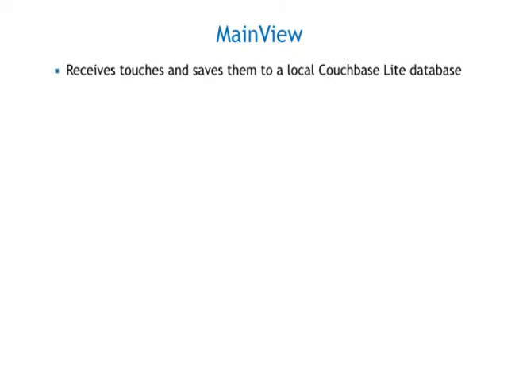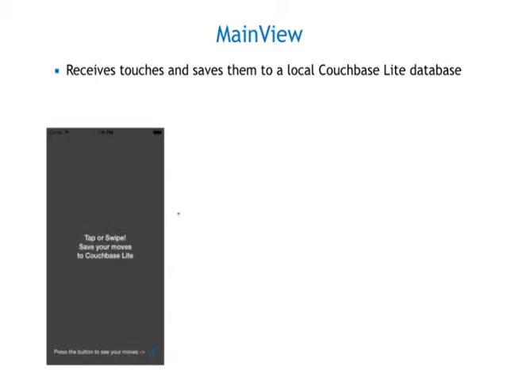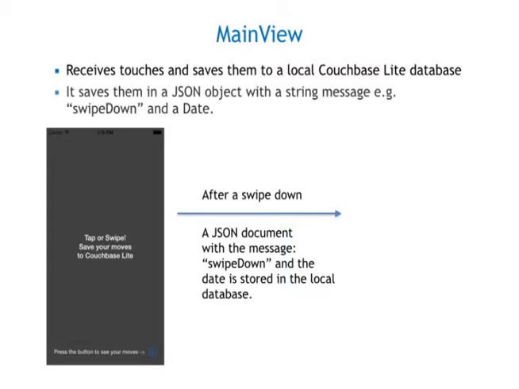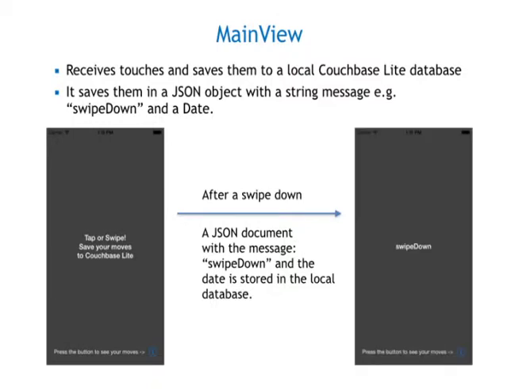The main view receives touches and saves them to a local Couchbase Lite database. For example, after a swipe down, it will save a JSON object with the string message swipe down and a date in the local Couchbase Lite database. It also displays the swipe down message on the user interface.